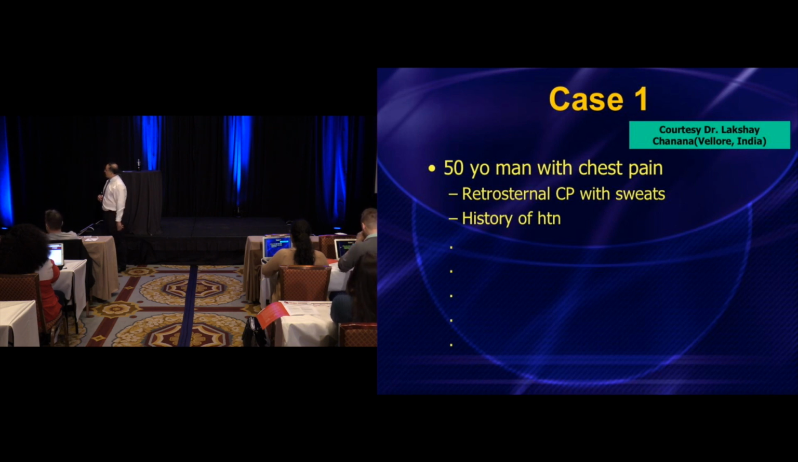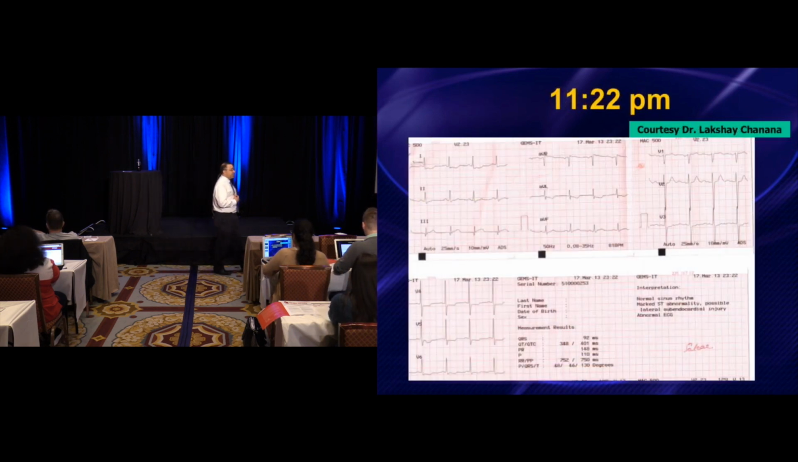So this is a case that was sent to me by an emergency physician in India, Dr. Chanana. He was taking care of a 50-year-old man who came in with chest pain, retrosternal chest pain with diaphoresis, history of hypertension, and I'll save you the trouble of the rest of the story. Let's just say this is a pretty concerning story. All right, he's got some cardiac risk factors, and so he gets the 12-lead ECG. All right, here's the 12-lead. I'm going to blow up the relevant parts for you in just a moment. All right, so here's the 12-lead.